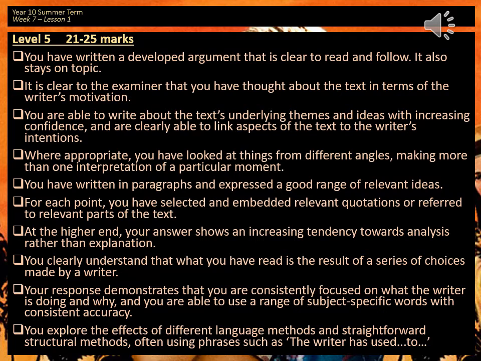You explore the effects of different language methods and straightforward structural methods, often using phrases such as the writer has used something to do something. Okay, so use that as your checklist if you're aiming for those 21 to 25 marks or level 5.